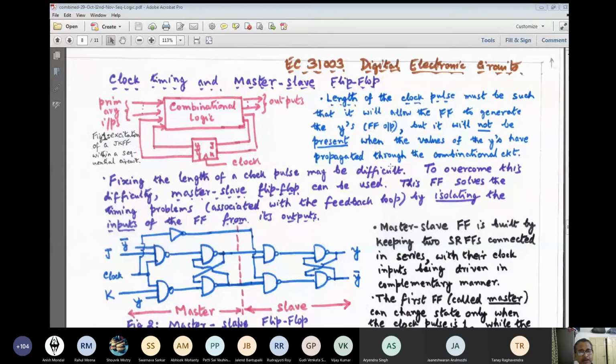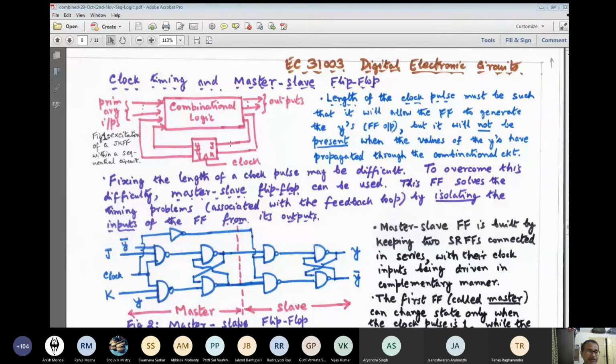So please pay your attention. I have written everything for your benefit, but please pay attention also. The clock should allow the Y to be generated. That should be as long as the on time of the clock, but it should be short enough so that after Y is once generated and passed to the combinational logic, it appears again at J and K. When it is appearing at J and K, that time the clock should vanish. That means the clock should not be present when the values of Y are propagated to the combinational circuit and appearing at the excitation input of the same flip-flop.